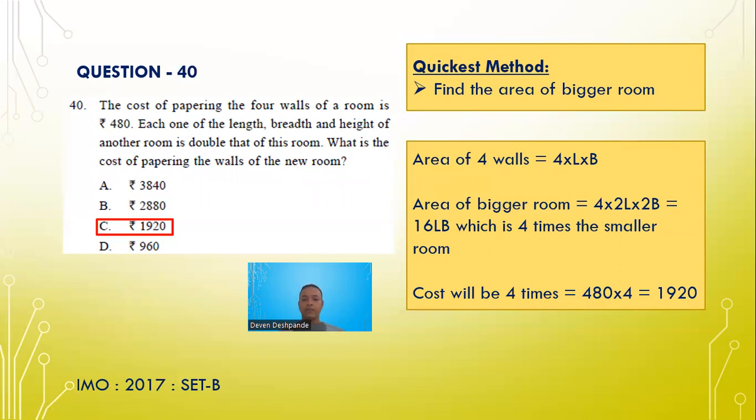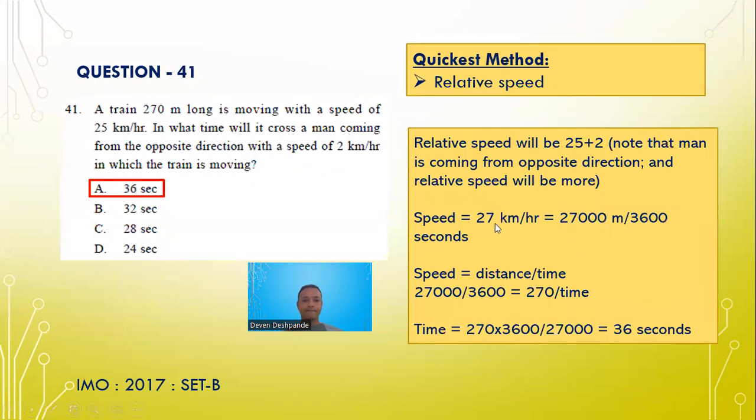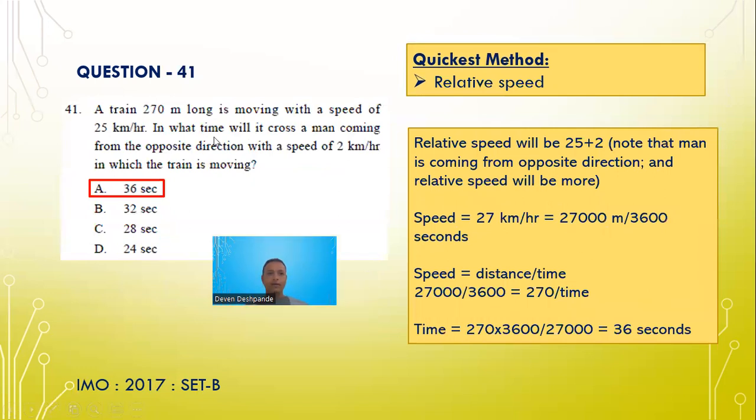Okay, next one. A train 270 meters long is moving with a speed of 25 kilometers per hour. In what time will it cross a man coming from the opposite direction with a speed of 2 kilometers per hour? So again, here you have to calculate the relative speed. The relative speed is 25 plus 2, because the train is moving in one direction and the man is coming from the opposite direction.